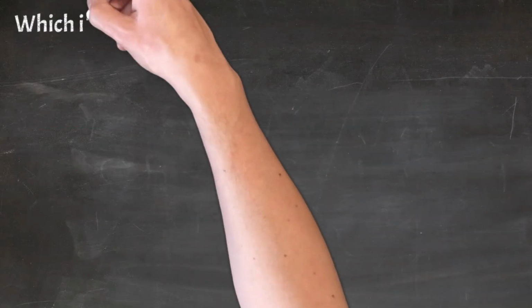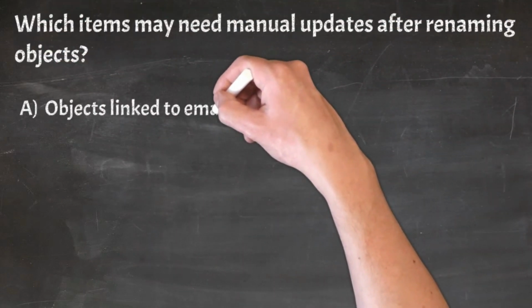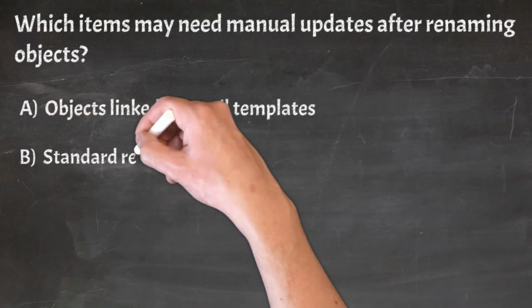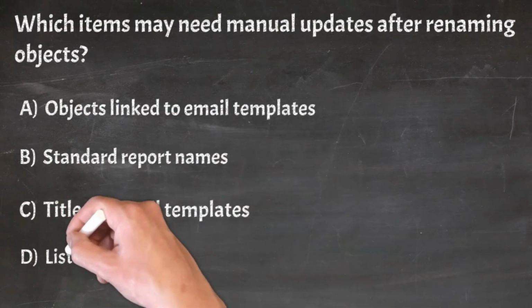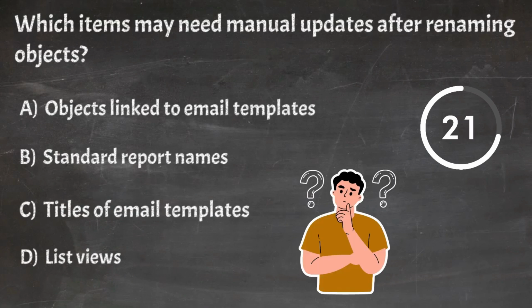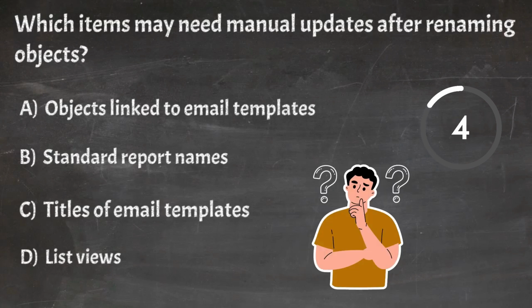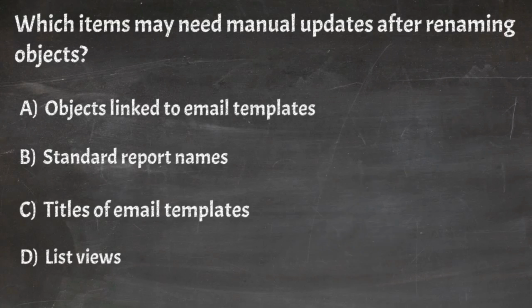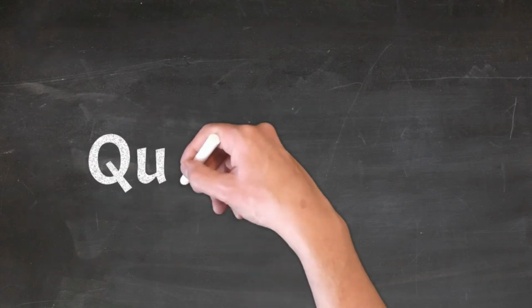Question 23. Which items may need manual updates after renaming objects? A. Objects linked to email templates. B. Standard report names. C. Titles of email templates. D. List views. Correct answer B. Standard report names.